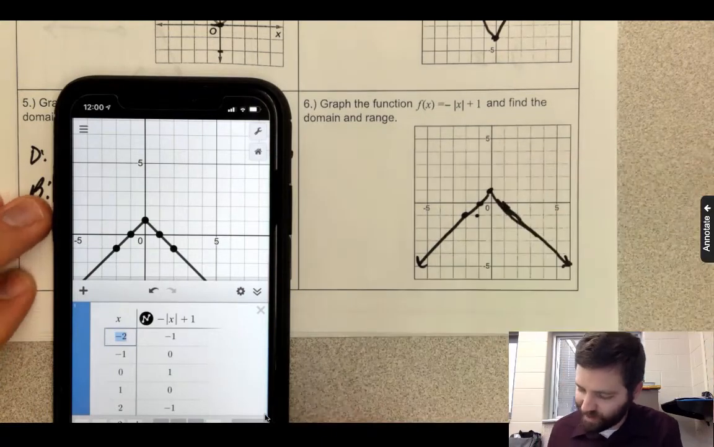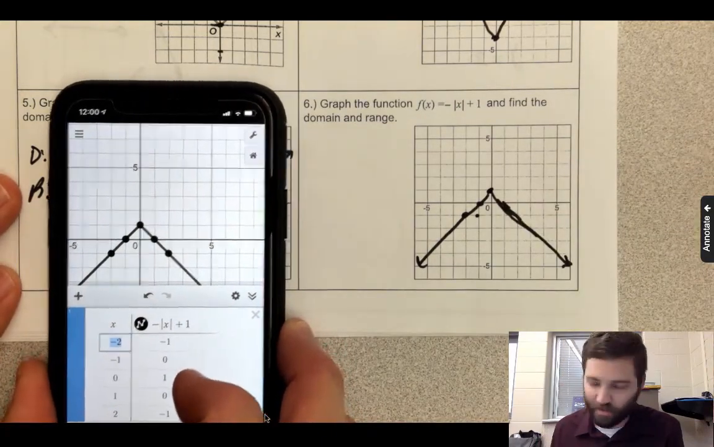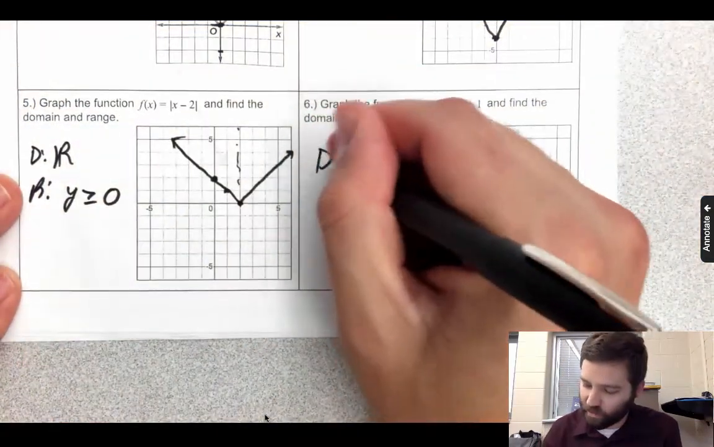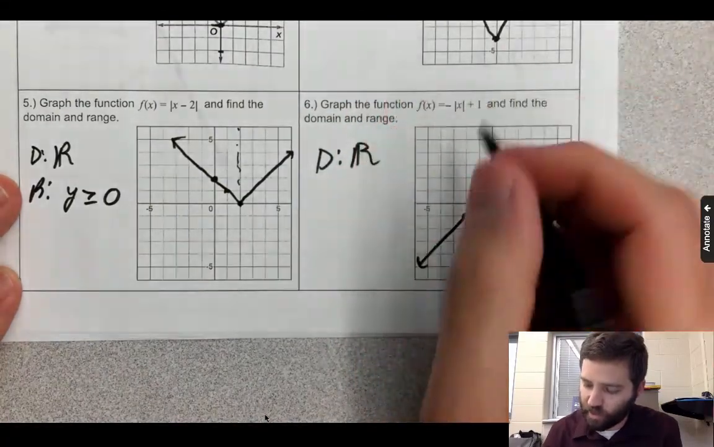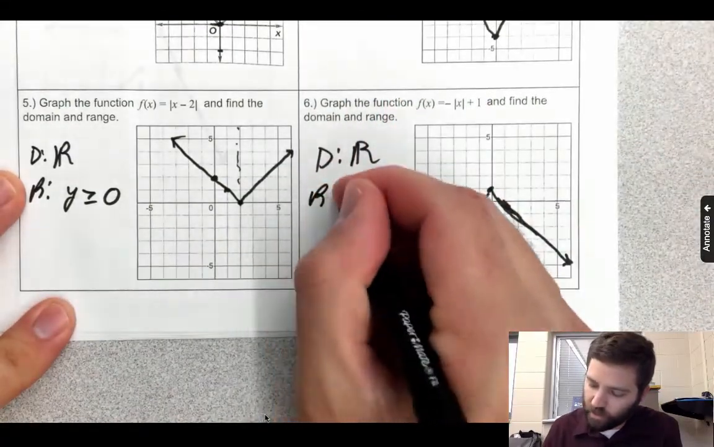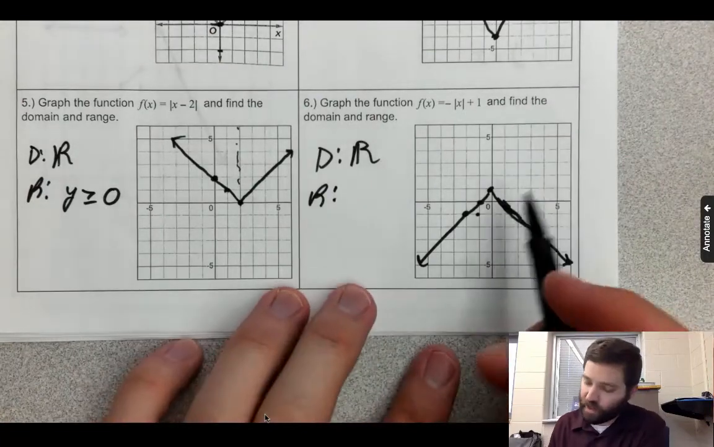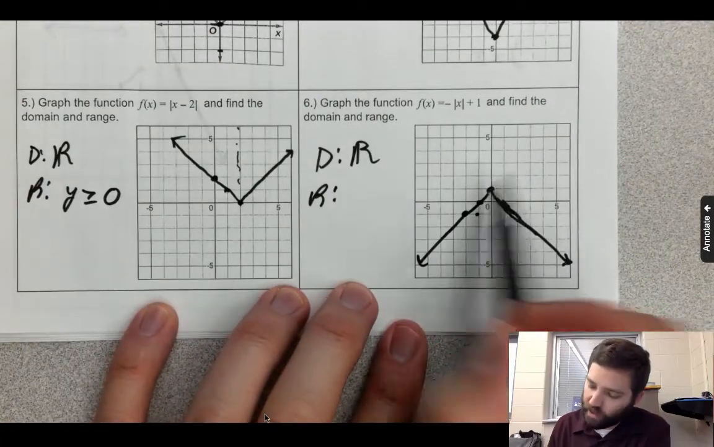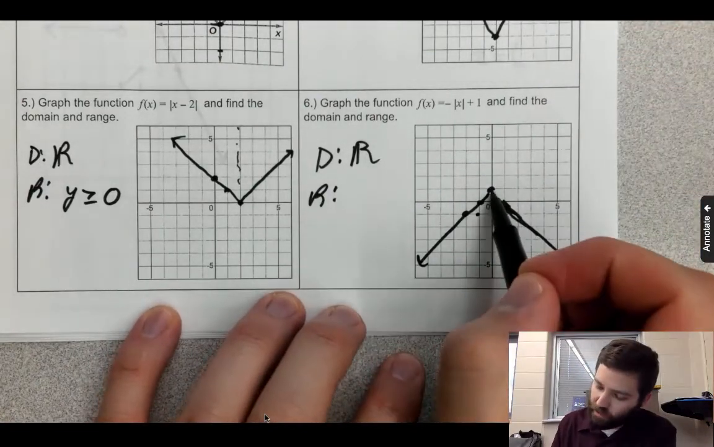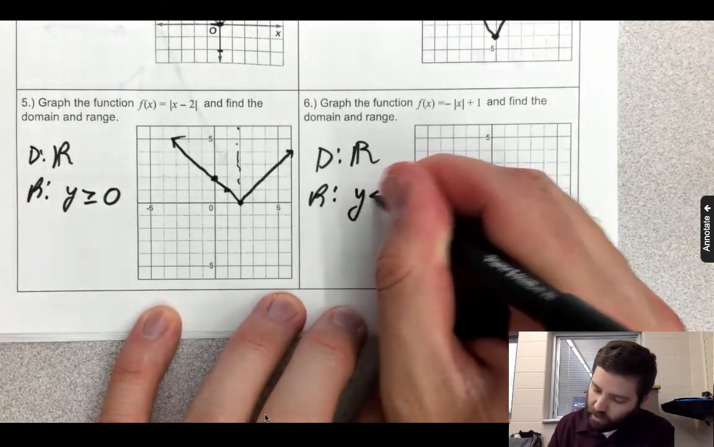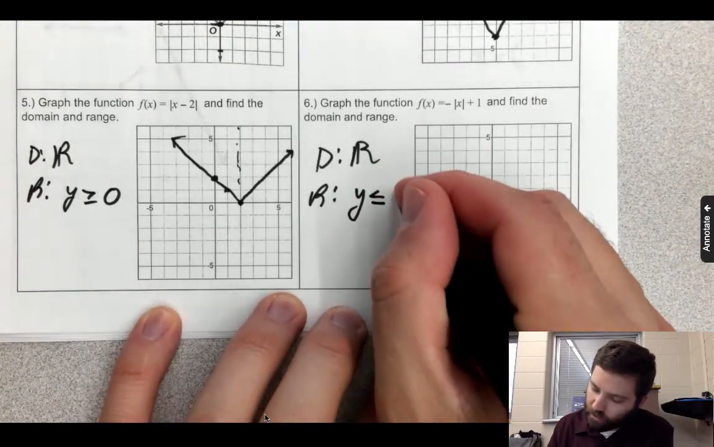I made a bad graph. But anyway, that's the graph of it. The domain on this, again, goes forever to the left and to the right and covers all of the x values. And then the range, we've got to be a little bit careful. It's pointed down this time, so it starts at 1 and then goes down. So the range here would be y less than or equal to 1.